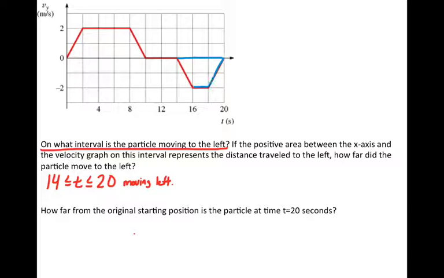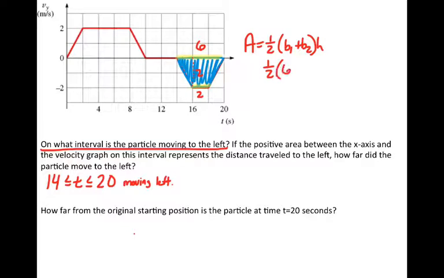And then again, you got to find the area of that shape. That happens to be another trapezoid. So 1/2 b1 plus b2 times your height. And your bases are 6 and 2. Your height is also 2. So then your area is going to be 8, which means it moved 8 meters to the left because it was negative, so that means it's going to the left.